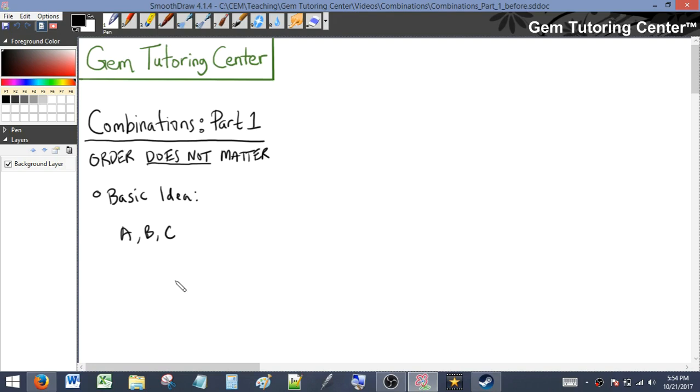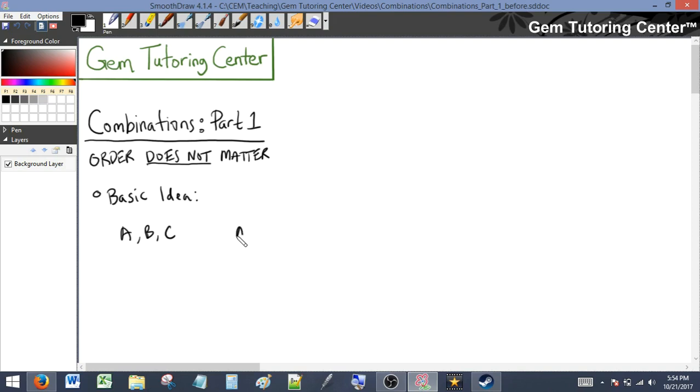So let's start with the basic idea. With combinations, let's give an example. We have A, B, and C, 3 letters. And the question is, how many combinations can you find of these 3 letters? With combinations, order doesn't matter.